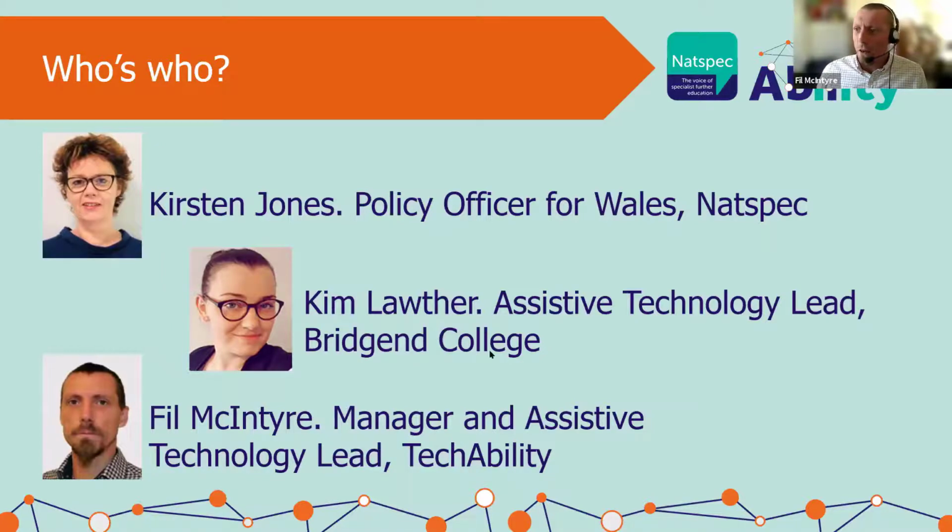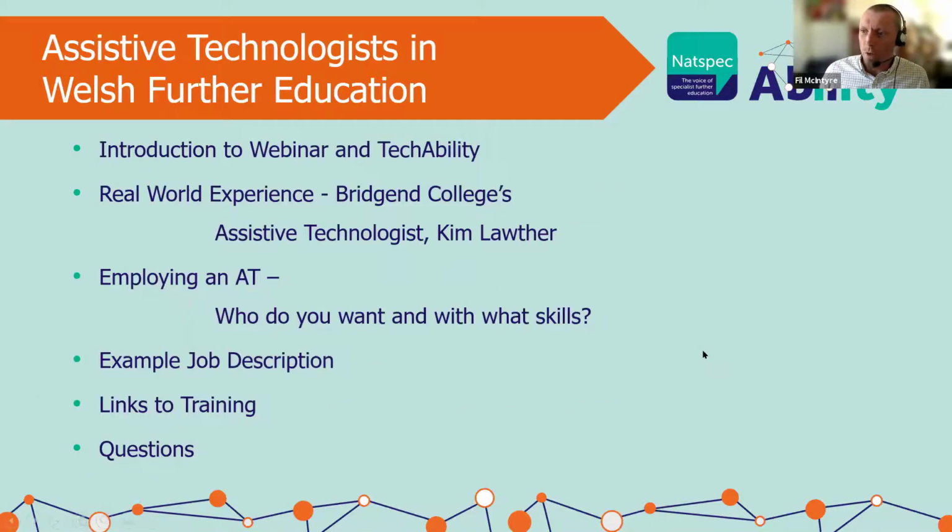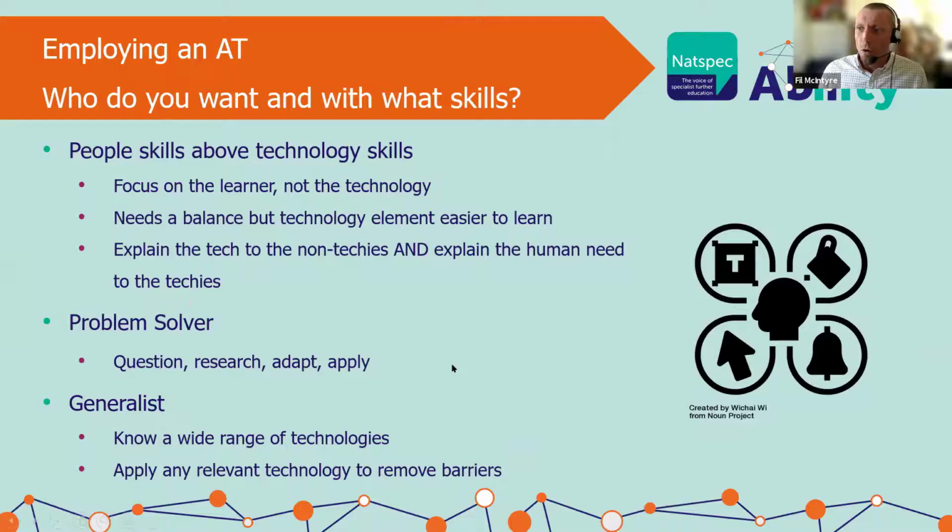So I'm going to move on now to talk about when you're looking for an assistive technologist, who do you want and what skills do you want them to have? It's important, I think, to just look at this briefly, because you need to get the right person in place. There aren't that many people out there who call themselves assistive technologists, but it might be that you find the right person to move into that role. And this is what I feel is needed for this particular role.